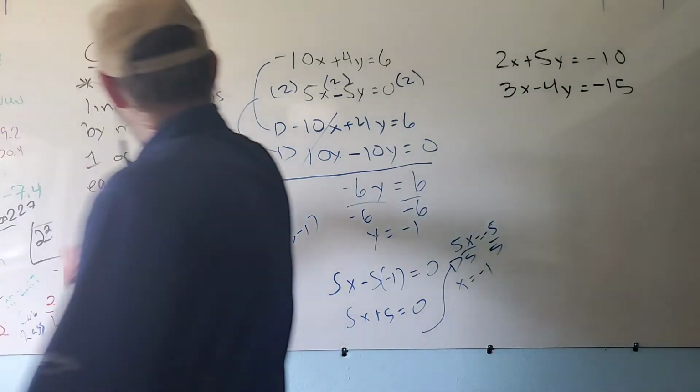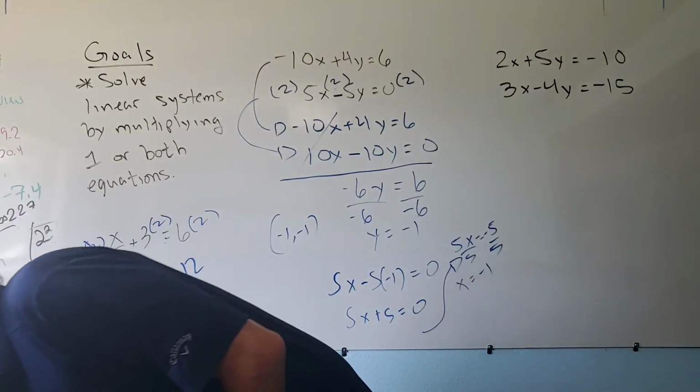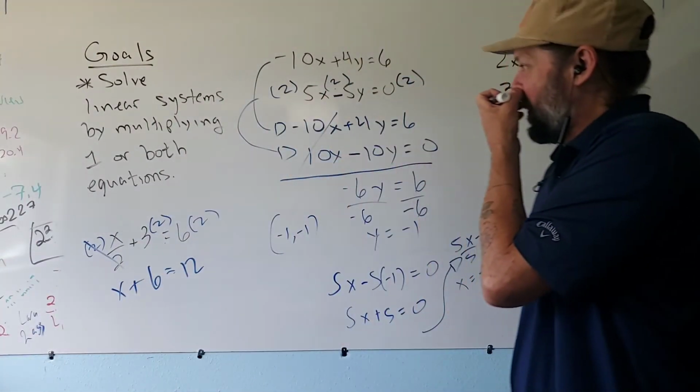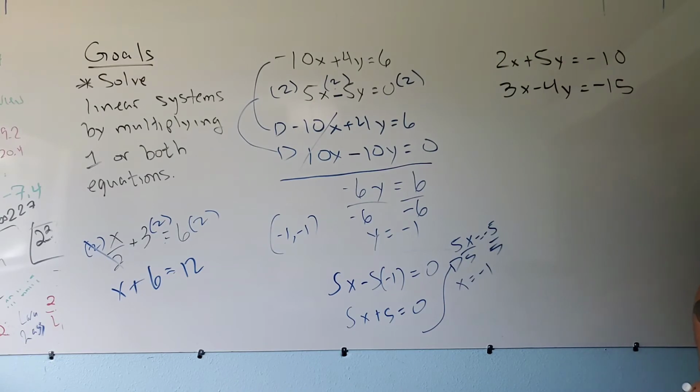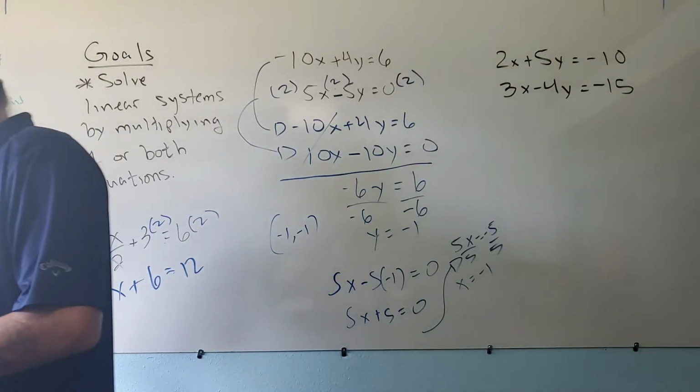So I've solved the system by multiplying one equation. Now I'm going to solve the system by multiplying both equations. So here we go, the second problem. Notice that 2 doesn't turn into 3 and 3 doesn't turn into 2 by multiplying by a nice number. 5 doesn't turn into -4, 4 doesn't turn into 5. So in this instance, I'm going to multiply both equations.